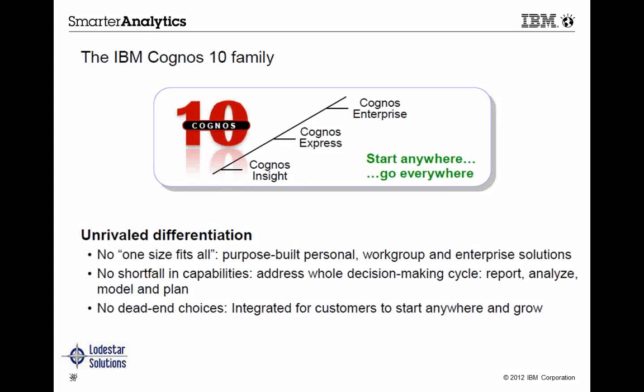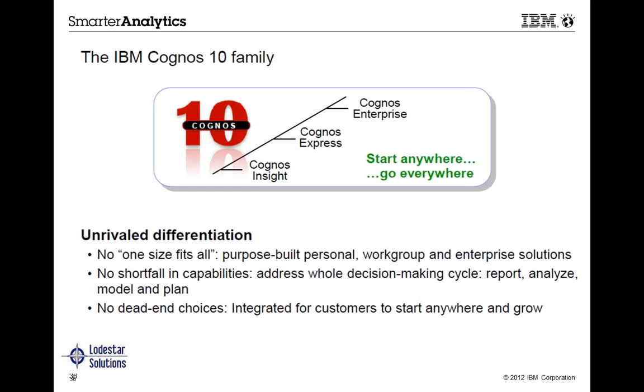So again, the IBM Cognos family: the ability to start anywhere and really get everywhere. Cognos Insight is, if you don't own any Cognos software, a good place to start. It gets you used to the environment and how things are set up. You're getting a lot of flexibility and use out of it. Cognos Express is built for companies that have less than 100 employees interacting with the data. And Enterprise is an enterprise-level solution.